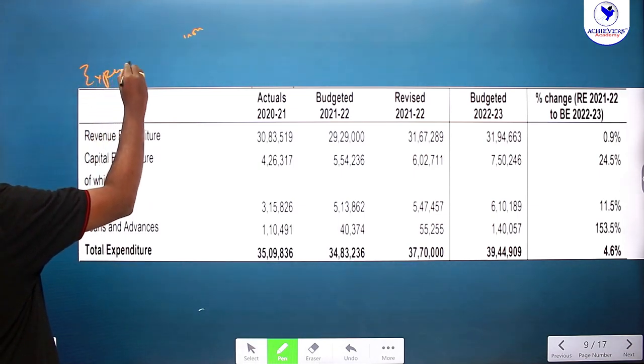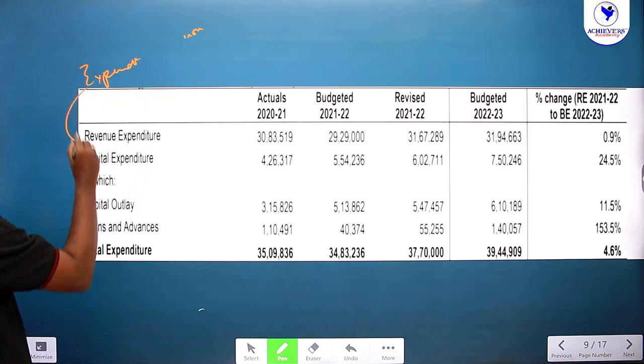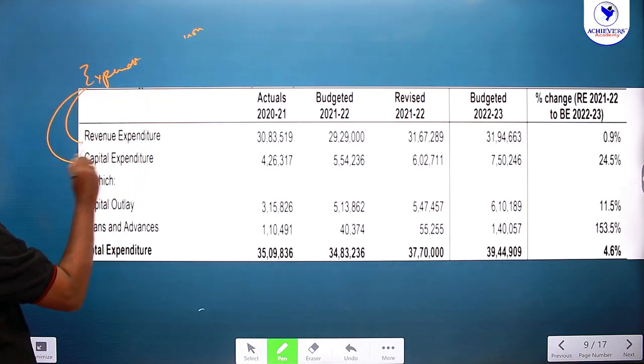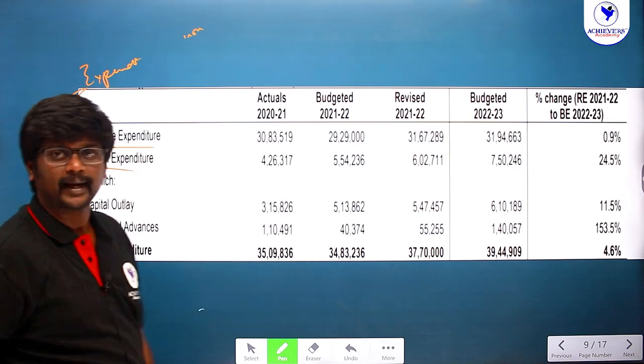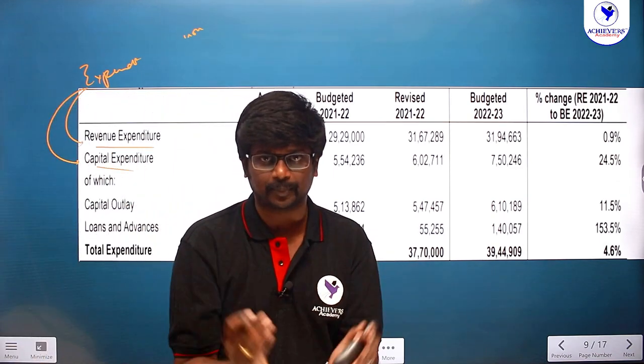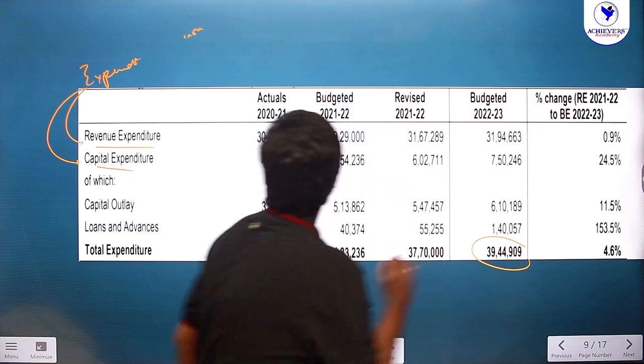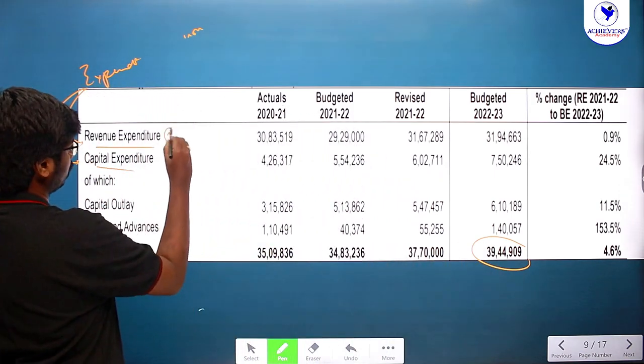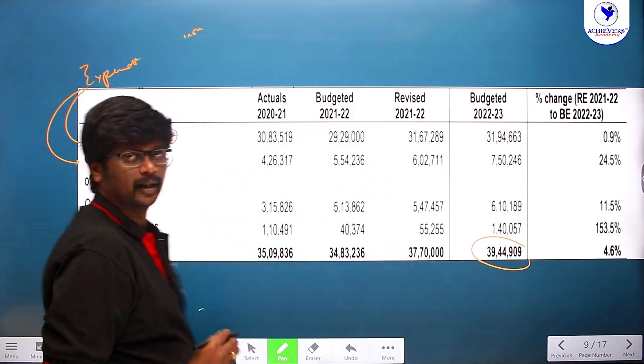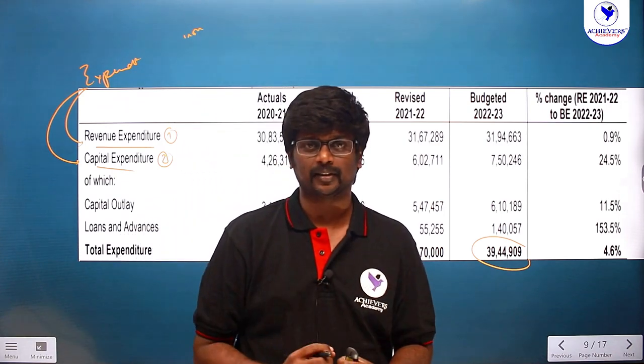So the government expenditure ఏదైతే ఉందో, it is divided into two types: revenue expenditure and capital expenditure. Out of the total expenditure, the expenditure is divided into two types: revenue expenditure and capital expenditure.